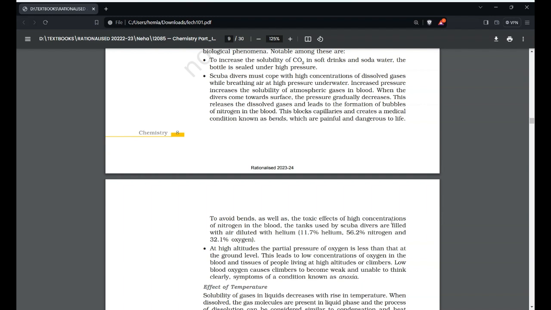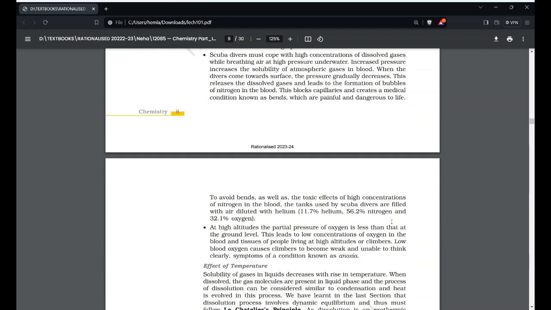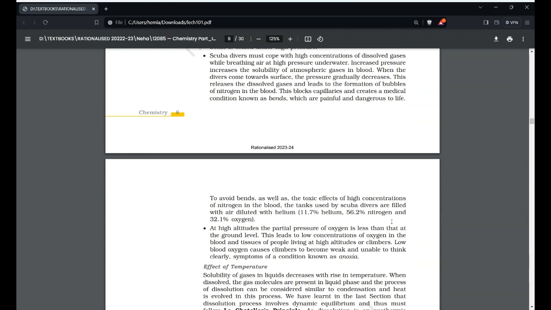सो जब वो ऊपर आ रहे होते हैं बेसिकली इतना प्रेशर वो अचानक से रिलीज हो जाता है तो वो बबल्स फॉर्म हो जाते हैं नाइट्रोजन के ब्लड में, एंड दे अपेरेंटली ब्लॉक the capillaries and are dangerous to life. इस condition को bends बोलते हैं. तो ये जो बैंड्स है इसको अवॉइड करने के लिए दे बेसिकली यूज दिस टैंक्स, जिसमें होता है 11.7% ऑफ हीलियम, 56.2% नाइट्रोजन एंड 32.1% ऑक्सीजन. सो दिस इज़ अ वेरी इंपॉर्टेंट एप्लीकेशन.